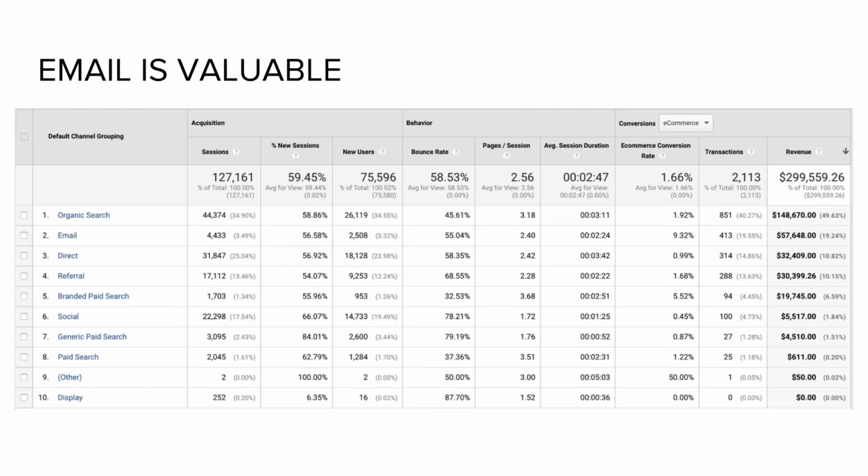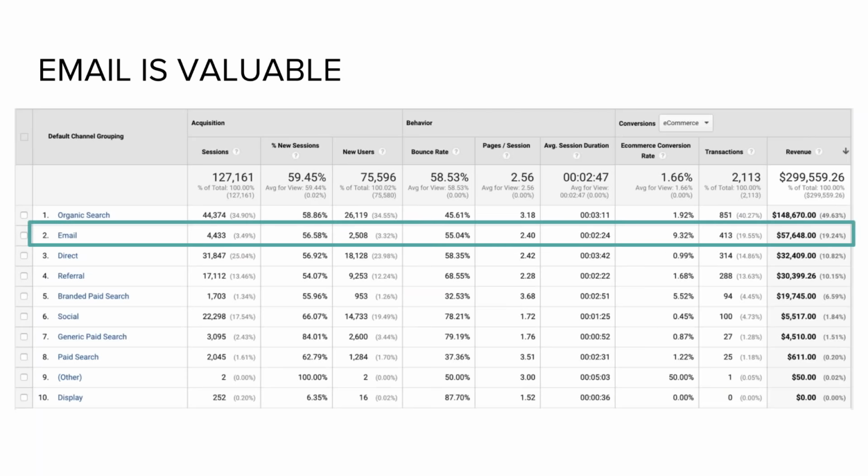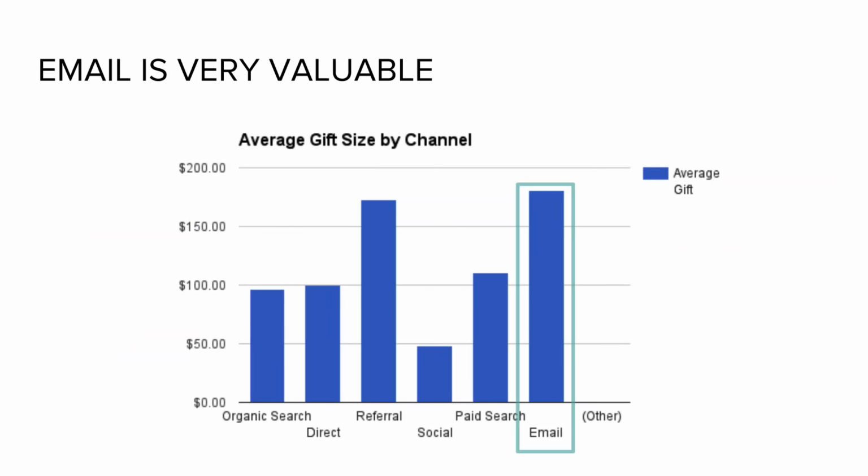And then email is really valuable, not just in the context of online fundraising, but on an average gift basis. This is an actual client of ours where we look at their donations by channel. When we do this analysis, email is often number 2 in terms of volume. Sometimes it's number 1, sometimes it's number 3. But when you break it down into something like average gift, email almost all the time is the highest average gift source when it comes to online donations.